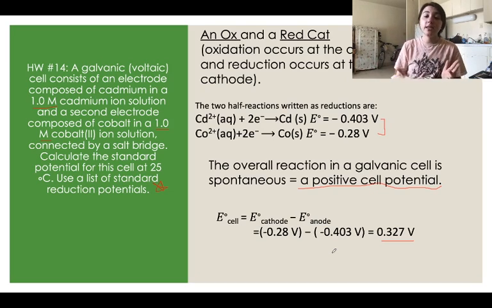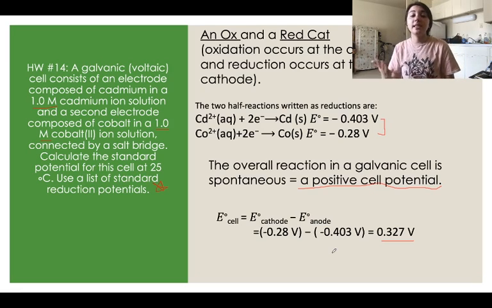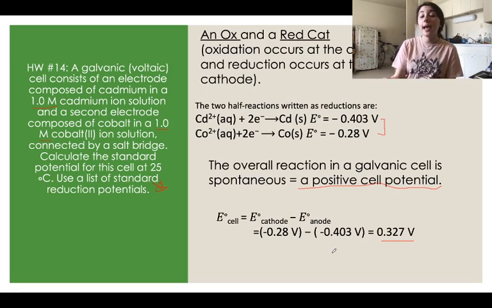But if I do negative 0.28 less negative 0.403, I actually get positive 0.327. So then I know, okay, I've done this correctly. And the other way to do a mental check, does this make sense, is that cathode is where reduction happens, so gaining of electrons is happening.